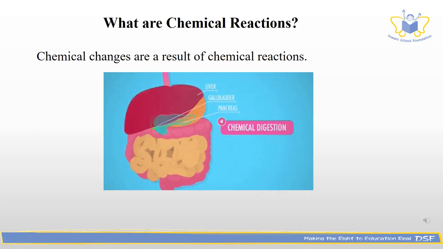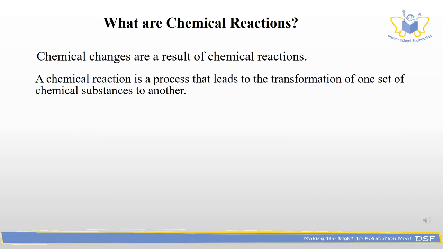Let us understand the definition of chemical reaction. A chemical reaction is a process that leads to the transformation of one set of chemical substances to another. Chemical reactions result in chemical changes.